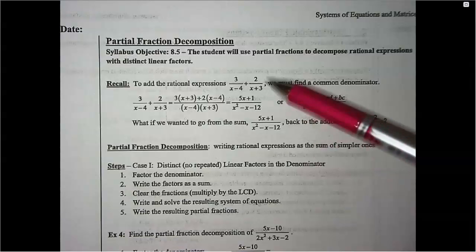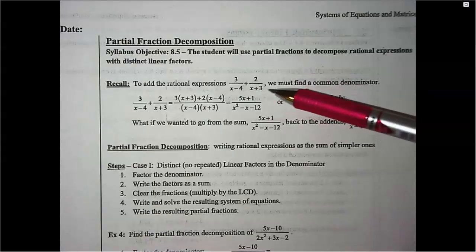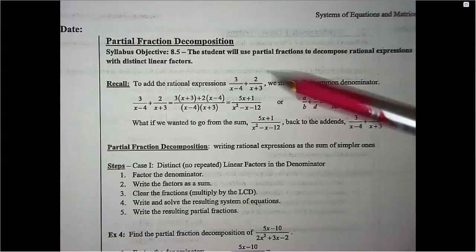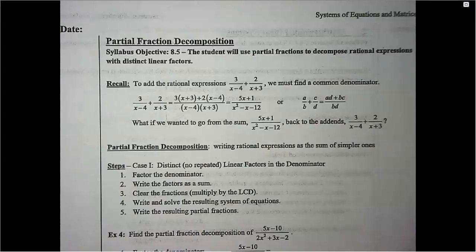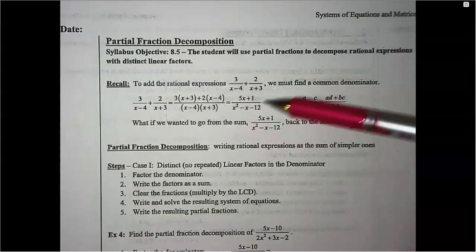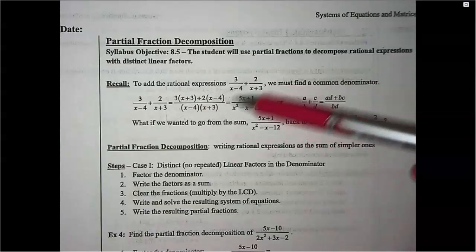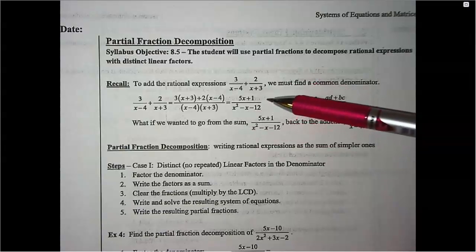So if you recall, if you had 3 over x minus 4 plus 2 over x plus 3, how would you add those two fractions together? You would have to get a common denominator, right? So you can see here I got common denominators, and then here is what these two fractions added together equals: 5x plus 1 over x squared minus x minus 12.